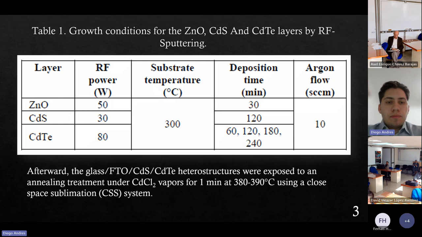As Table 1 shows, these are the conditions that were used to grow each layer, especially the cadmium telluride layer, with 80 watts of power, a substrate temperature of 300 degrees, and a varied deposition time between 60 minutes and 240 minutes. So that's 1, 2, 3, and 4 hours of deposition time. And we used an argon flow of 10 standard cubic centimeters per minute. Afterwards, the glass FTO cadmium sulfide cadmium telluride heterostructures were exposed to an annealing treatment under cadmium chloride vapors for 1 minute at 380 and 390 Celsius using a closed space sublimation system.